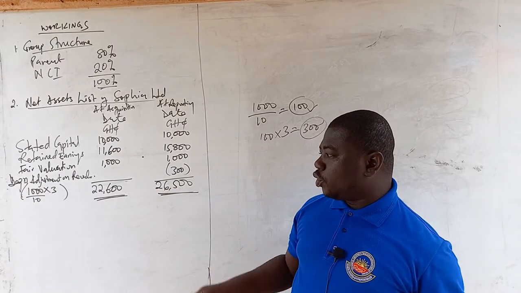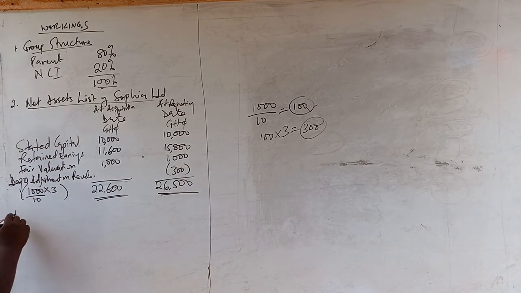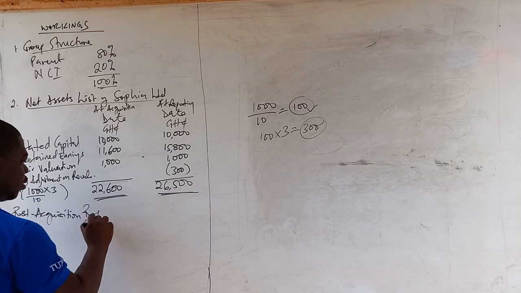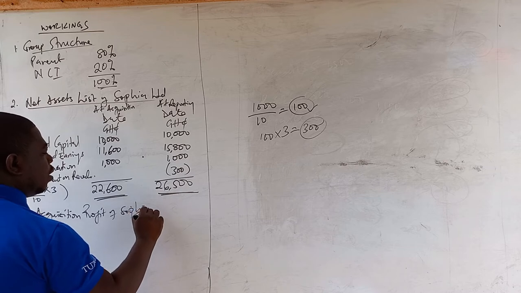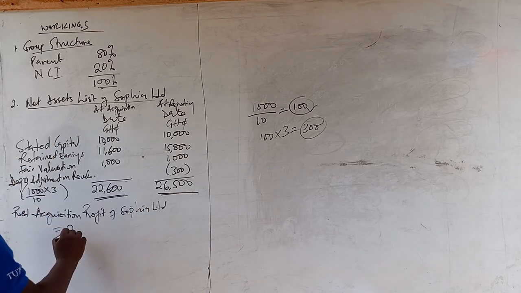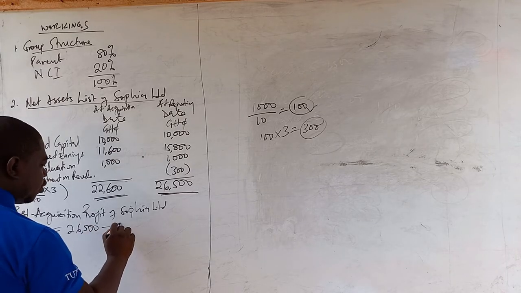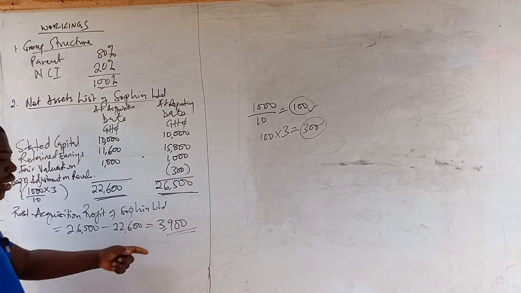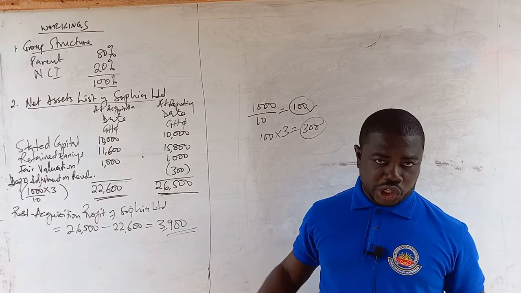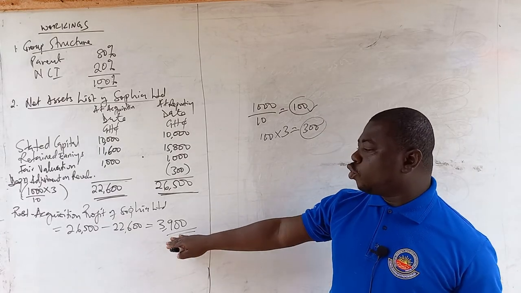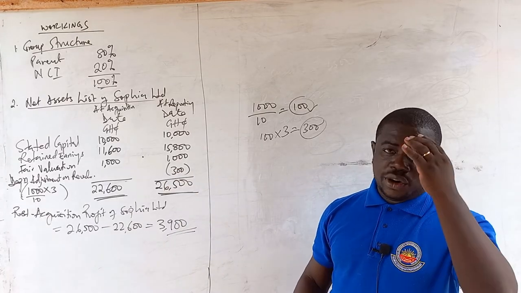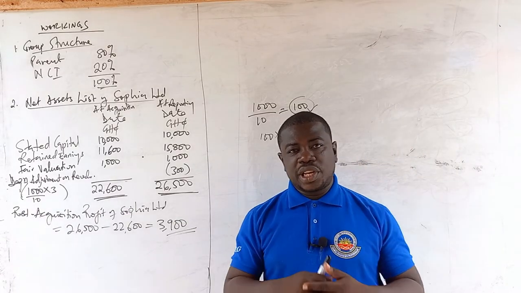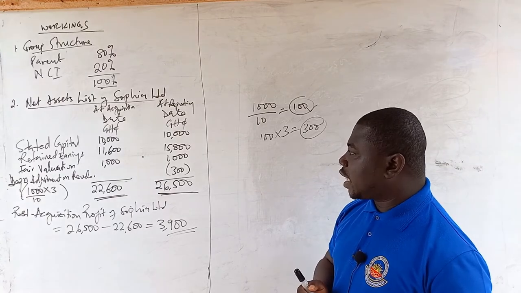So having been able to establish the totals, then we find the post-acquisition profit. So you see, post-acquisition profit of Sophia Limited will be 26,500 Ghana cedis minus 22,600. And that is going to give us 3,900. So this is the post-acquisition profit that we are going to share. Okay, this is a post-acquisition profit which the group will have an 80% share of, and the non-controlling interest will have a 20% share of that. So that is how to establish the post-acquisition changes in the net asset or the profit.